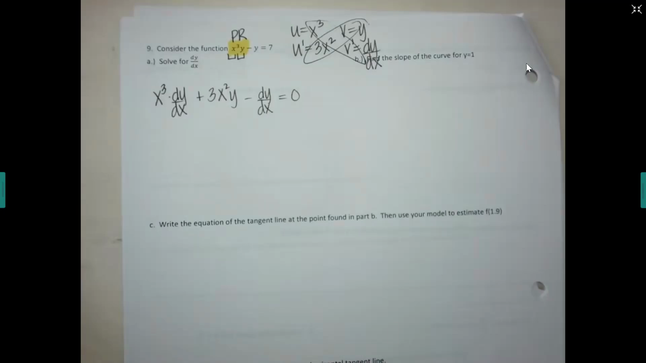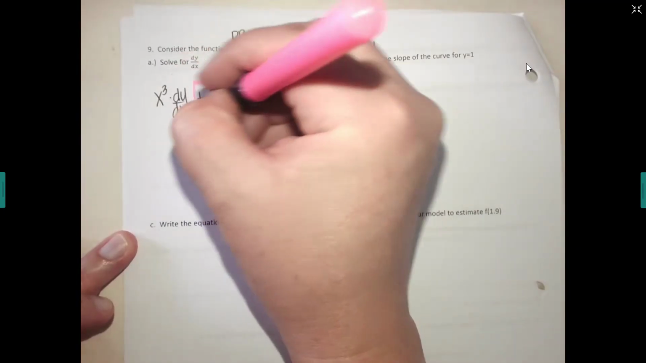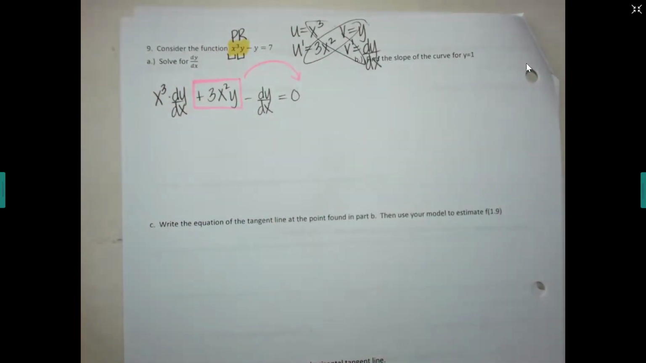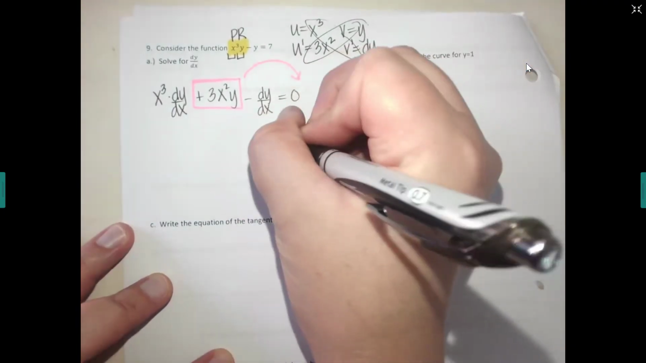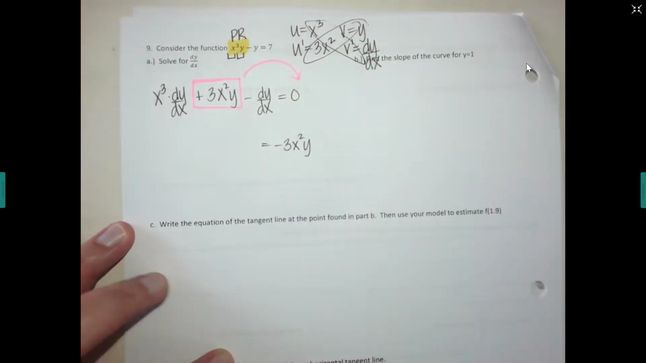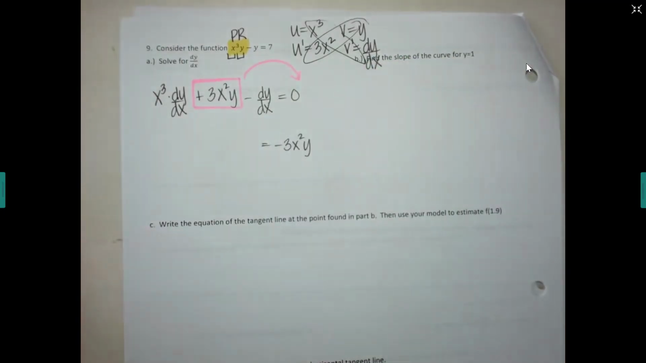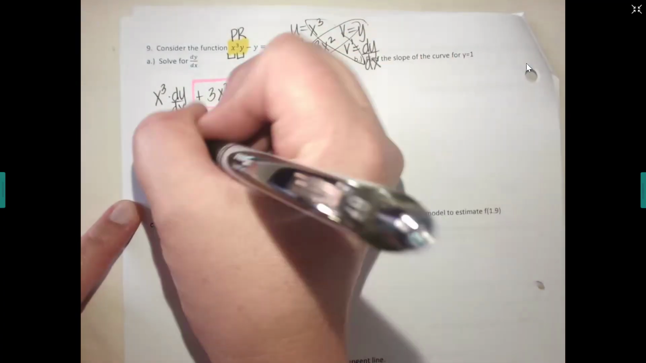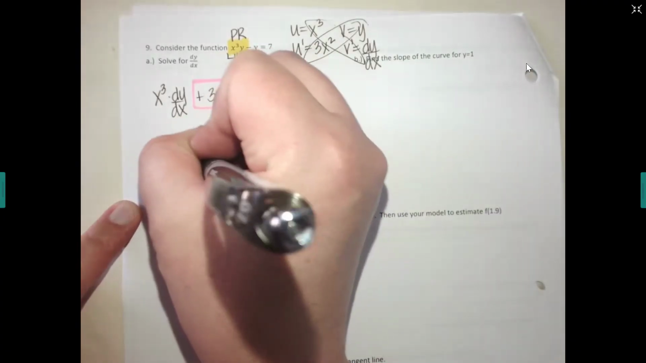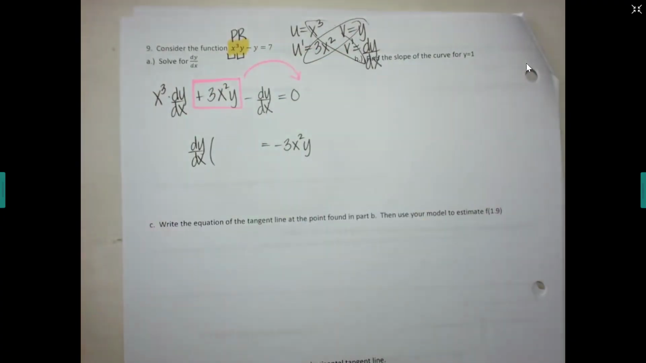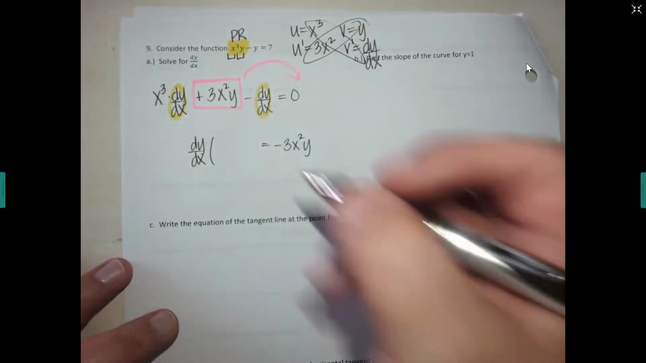Okay, from there, anything that doesn't have a dy dx, you're going to push across to the other side of the equals. So this term right here, it was a plus. When I move it over, now it's a minus. So I have a negative 3x squared y on the other side. Now, out of the remaining two terms, you'll notice they both have a dy dx. So we're going to take that dy dx out to the front as a GCF. And that's going to leave me, if I pull this out, with an x cubed and a minus 1. Are we good with that?